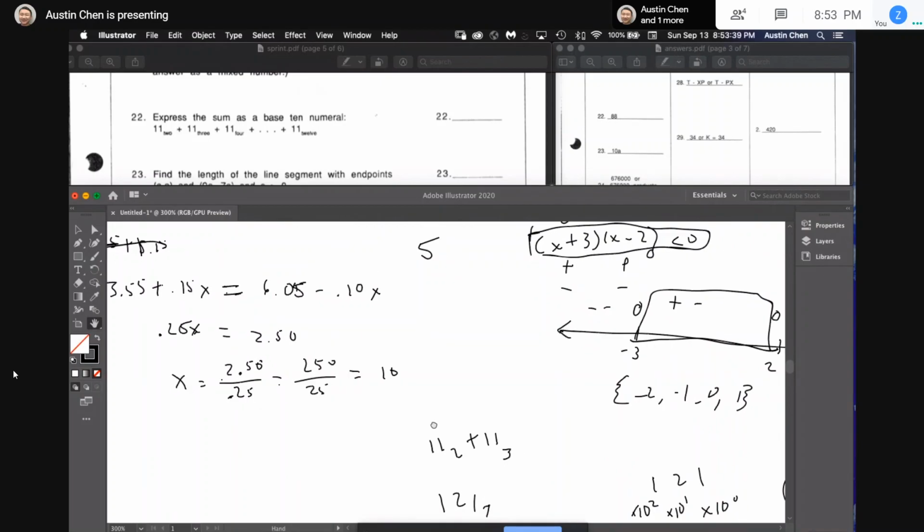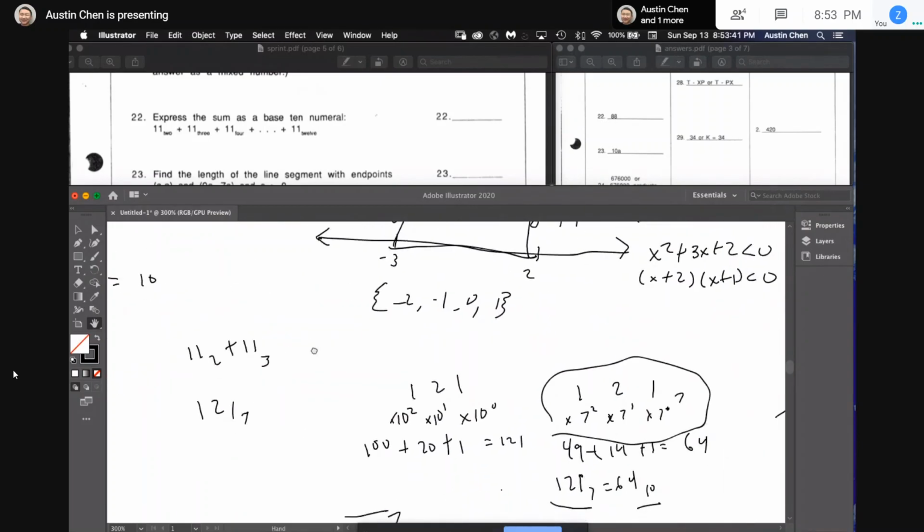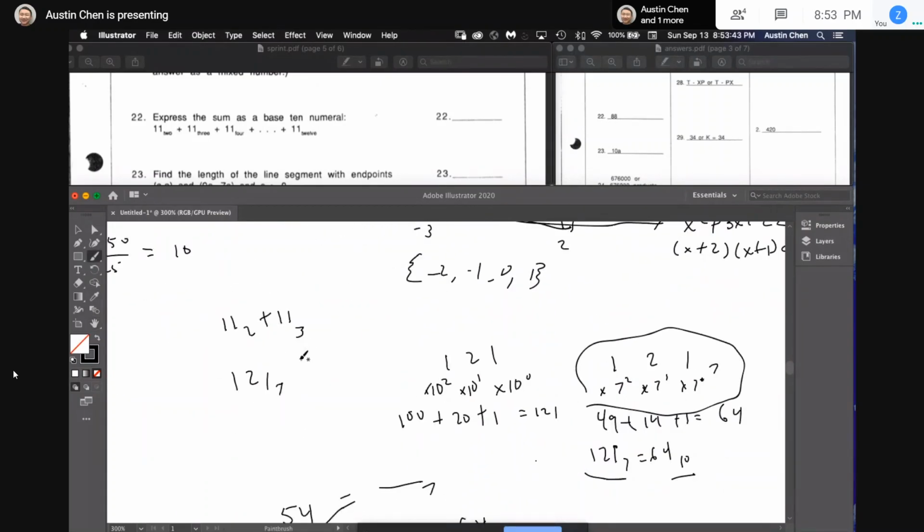Okay, back to our actual problem. Where is it? Oh, it's right here. Express the sum as a base 10 numeral. So we have 11 base 2 plus 11 base 3 plus 11 base 4 plus ... plus 11 base 12.